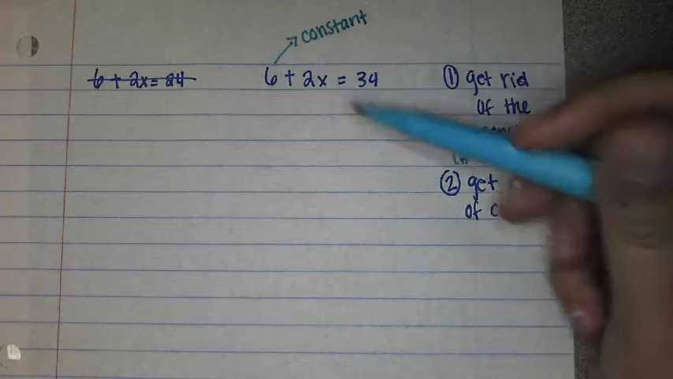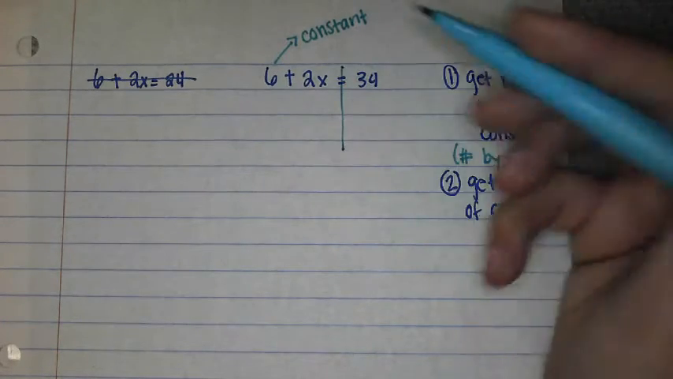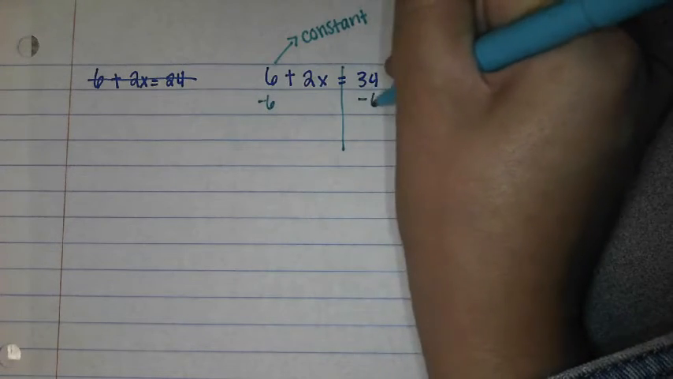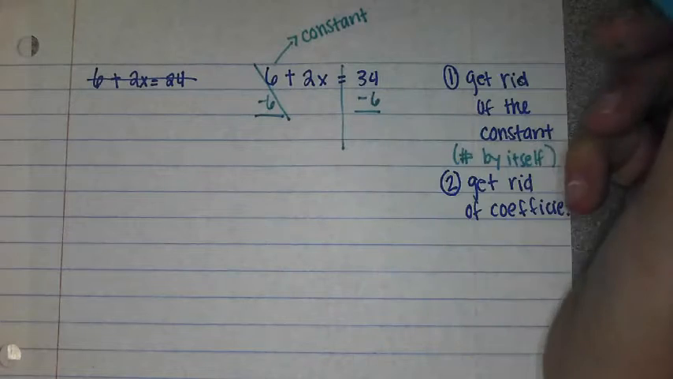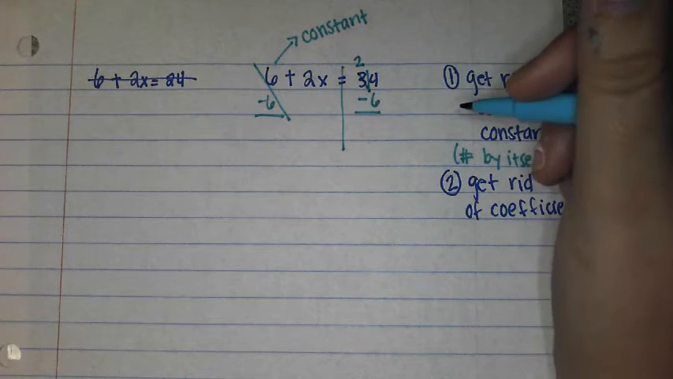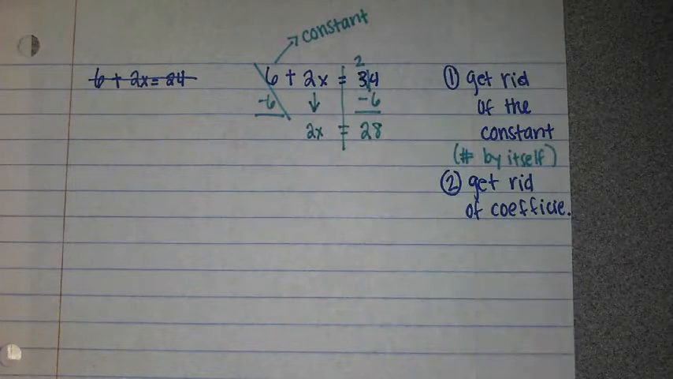You can think of your constant almost like third wheeling with 2x, and you want to get rid of it. So the opposite of positive 6 is negative 6. I'm going to subtract it from both sides. Get rid of that. I'm going to borrow. 14 minus 6 is going to get me 8. Bring down my 2. Then I have 2x equals 28.